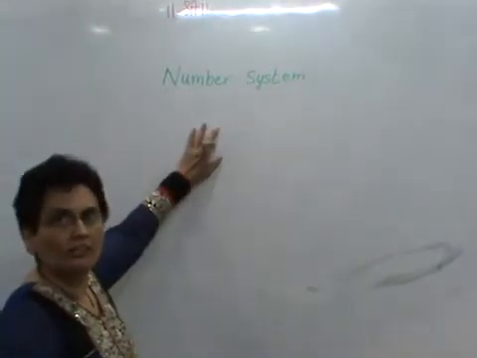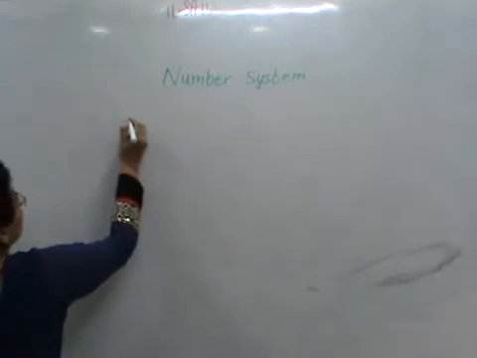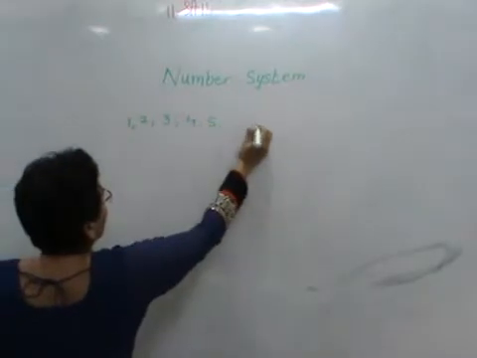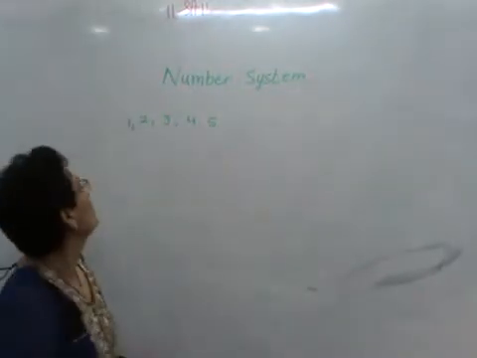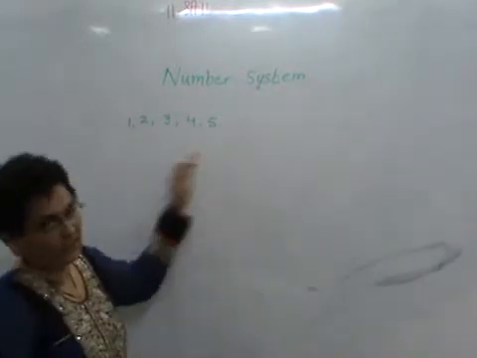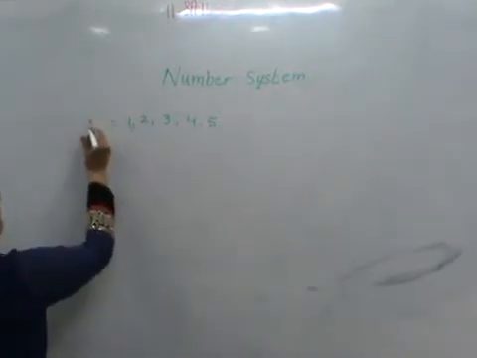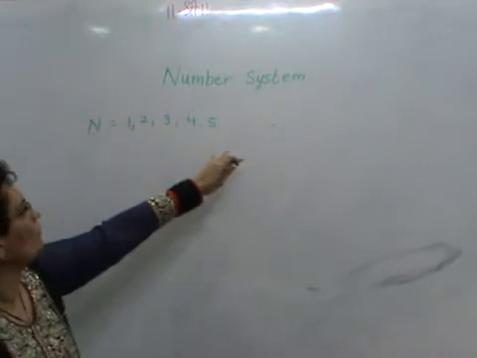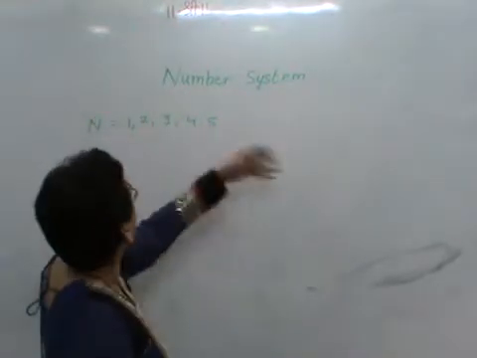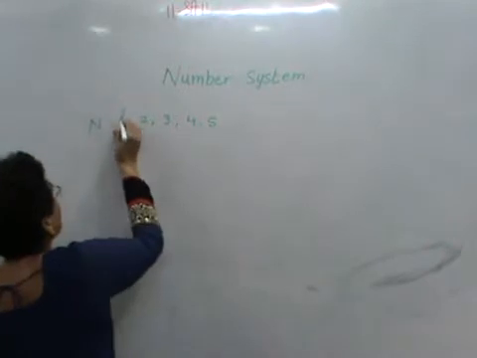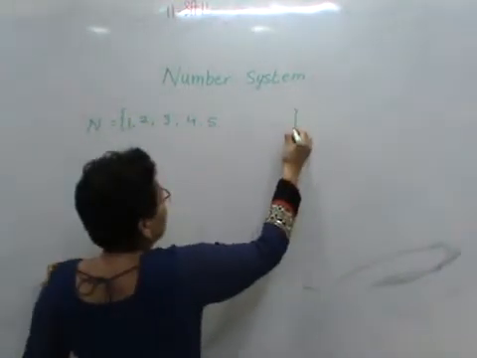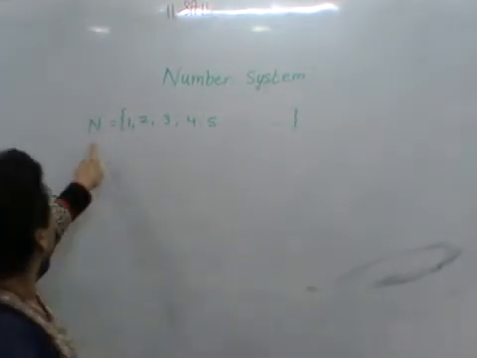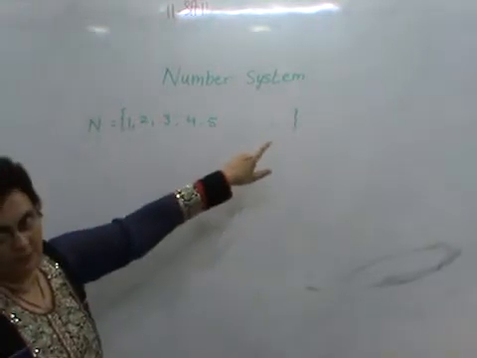And whenever you think of these numbers, 1, 2, 3, 4, 5 till infinity, they are called natural numbers and they are written as N. N is called natural numbers. They are written as 1, 2, 3, 4, 5, 6, 7, 8, 9, 10 till infinity, and it is written in this type of bracket, a set. So this is the set of natural numbers.